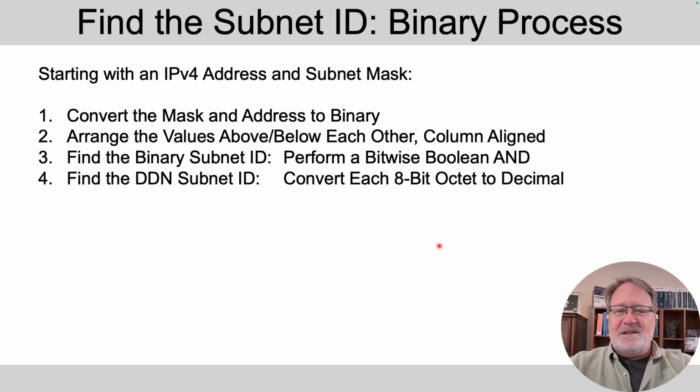So what's the process? Well, your first step in the process is to convert the mask and address to binary. And when you convert those, it's nice to write and arrange those values above and below each other, column aligned, so you can line the bits up to make your choice of what bit and bit equals whatever, right? Then to find the binary subnet ID, you perform that bitwise Boolean AND of the two 32-bit numbers, and to find the dotted decimal version of it, you convert it back to decimal.